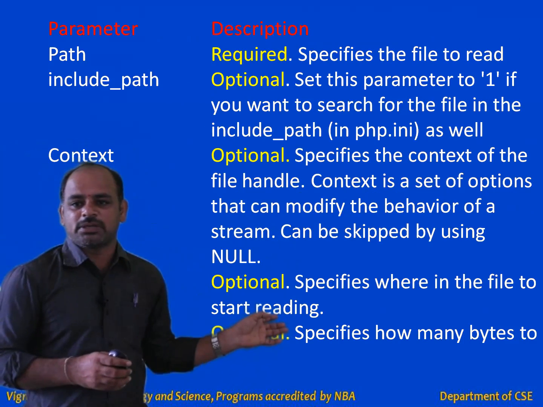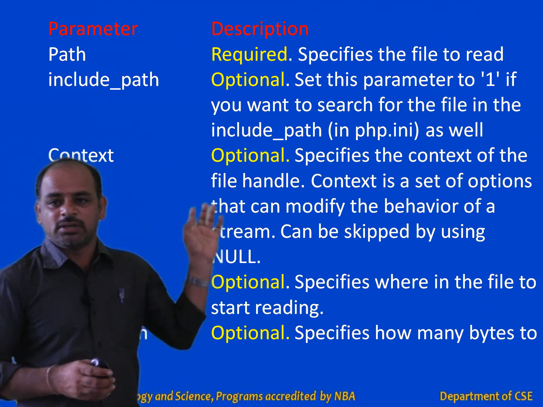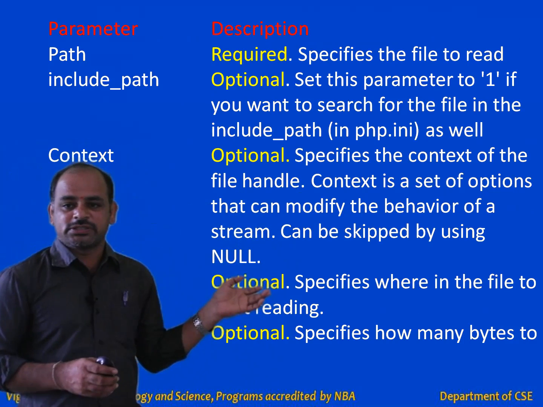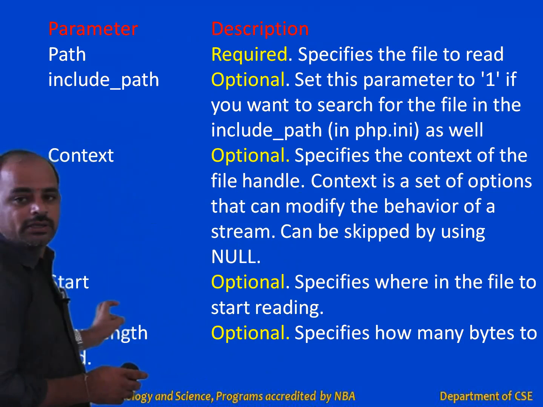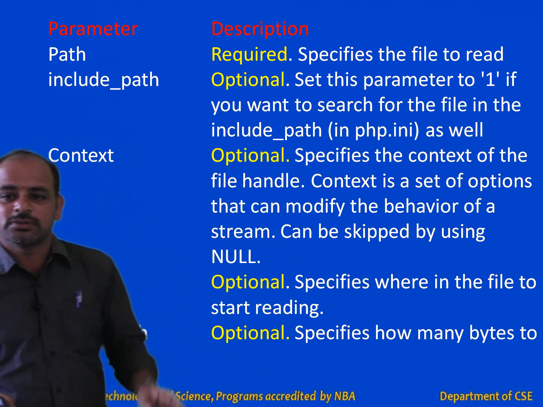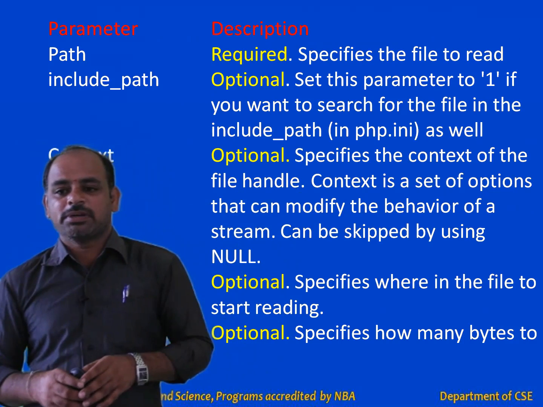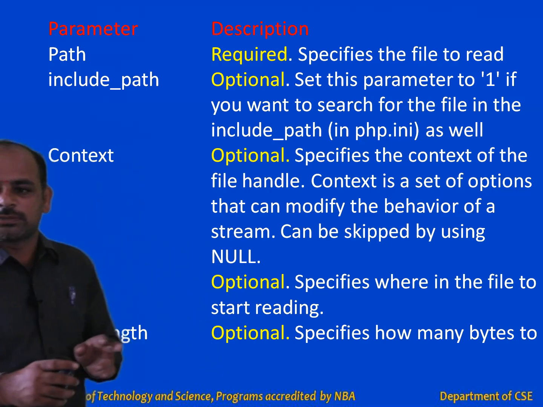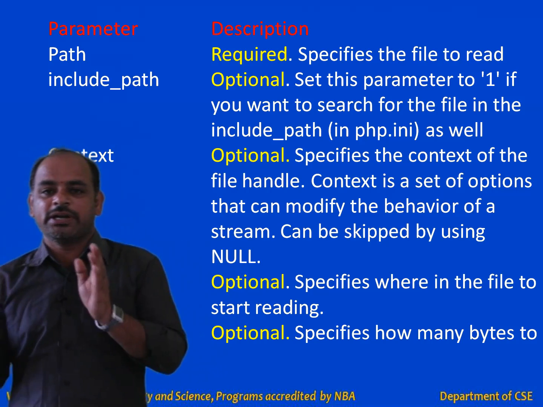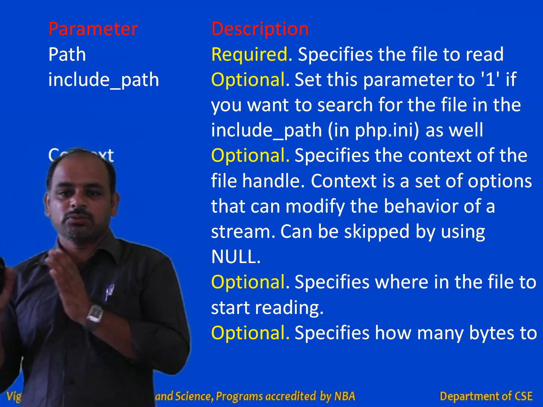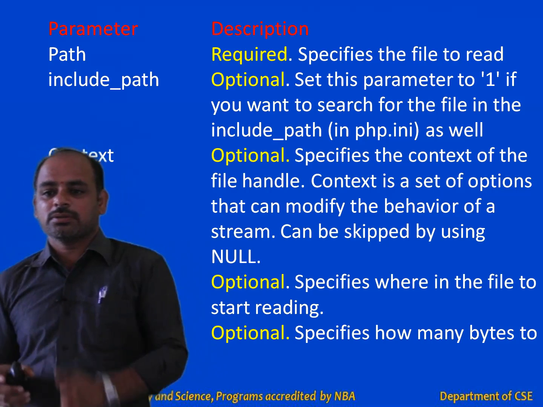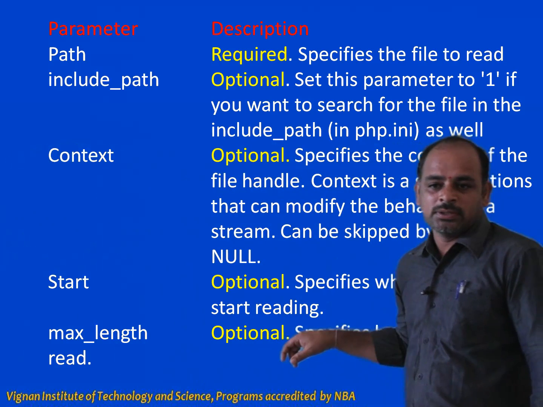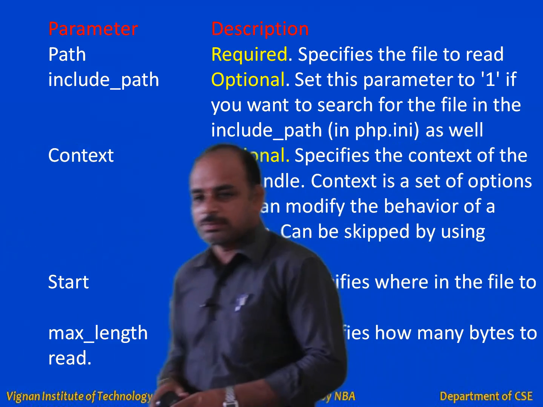So these are the parameters. Path is required, include path is optional, which is the same as already explained previously. Context is also optional here, and start and maximum length are also optional parameters. What is the use of start? It specifies where in the file to start reading, and how many bytes you want to read from that starting point, that you have to specify as the maximum length to read.